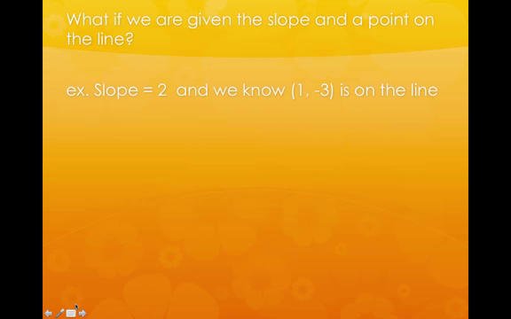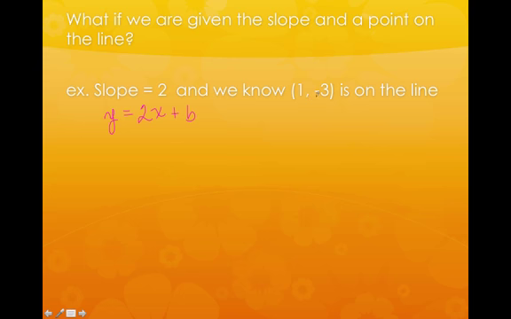Okay, what if we're given the slope and a point on the line? Well, I can take care of that. I know that my slope is 2, so let's go ahead and fill in what we know. I know that y equals 2 times x plus b, and we don't know what that intercept is. That's what we're going to have to find. So I need to figure out how to find b.